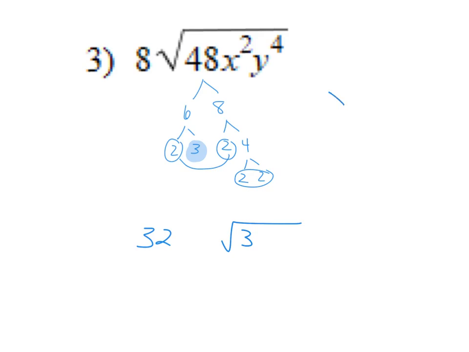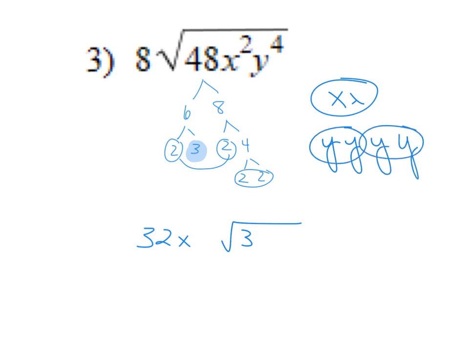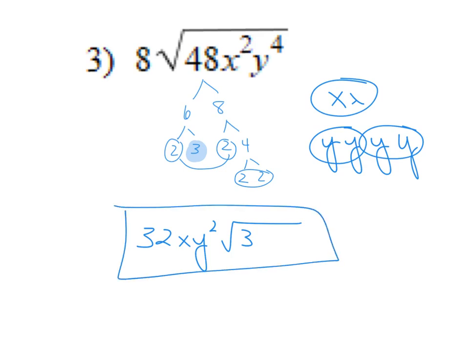Now look at your variables, x squared, there's one pair that moves out, y to the 4th, 2 pairs move out. So I got y squared on the outside, and there'll be no variables left on the inside here since they all paired up and moved out. So this will be your final answer.